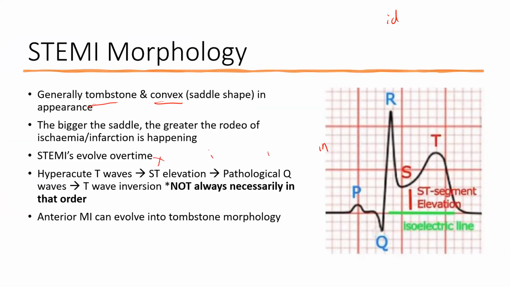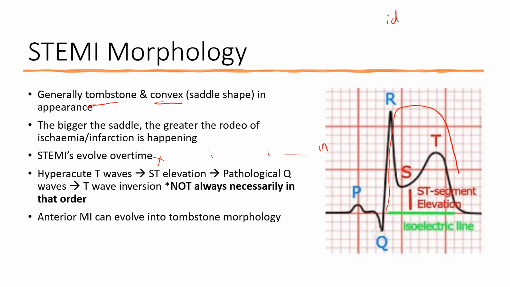STEMI morphology, this is a graph I created a year ago now, but generally speaking, they all present in a similar fashion. Rule of thumb is the higher the elevation, the more it looks like a tombstone, like it curves up, the worse the infarction, the worse the ischemia is. And once it gets to that tombstone effect, which we often get in our anterior infarctions, those patients are potentially not going to have a good outcome. So generally, tombstone, convex, saddle shape in appearance. The bigger the saddle, the greater the rodeo. So ischemia infarction is happening.